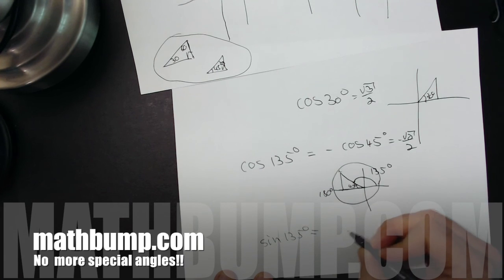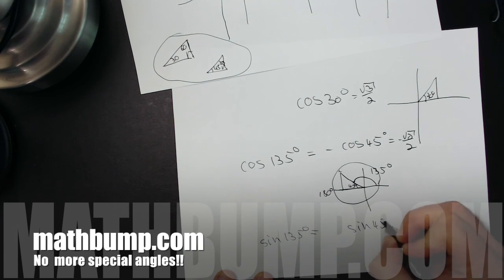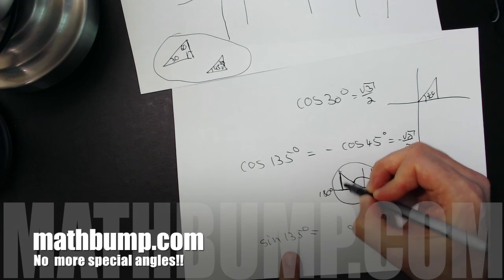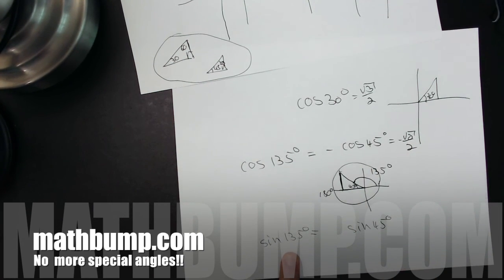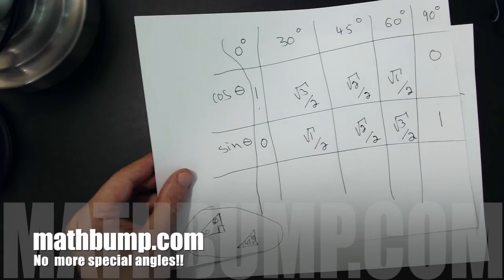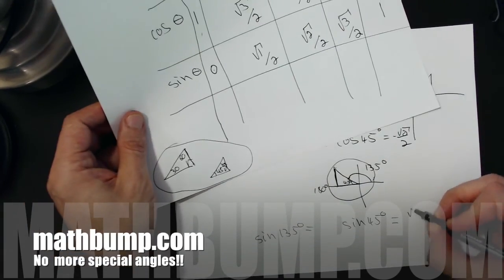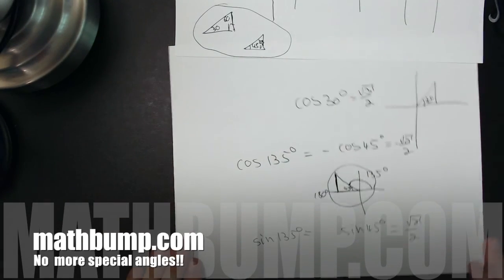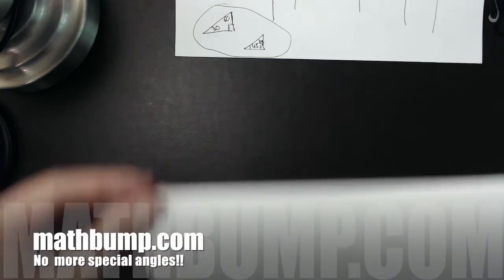What is sine of 135? Well, it's simply sine of 45. We know that is true because that is the reference angle we're talking about. Is sine going to be negative or positive here? Well, it's the second quadrant. It looks like it's going to be positive, and so then we look in the table and we go, oh, sine of 45 is also square root of 2 over 2. We are done.